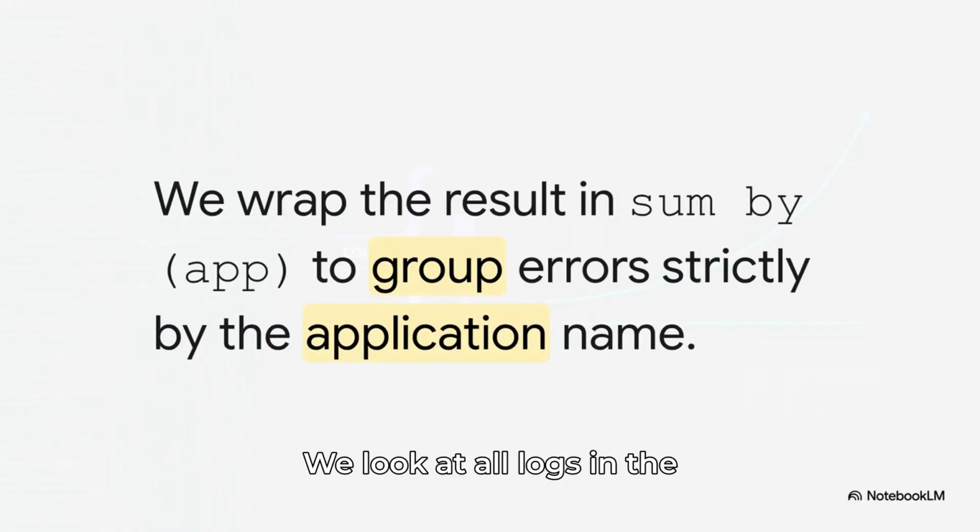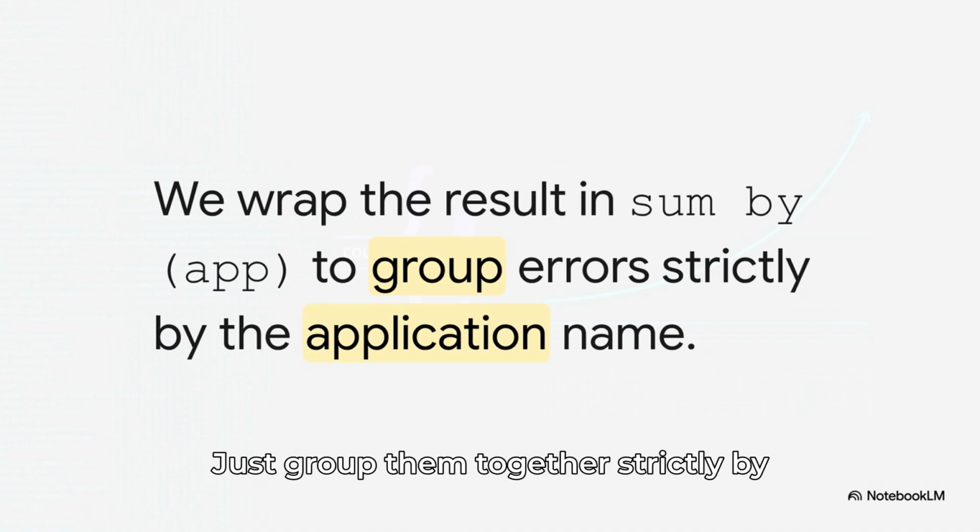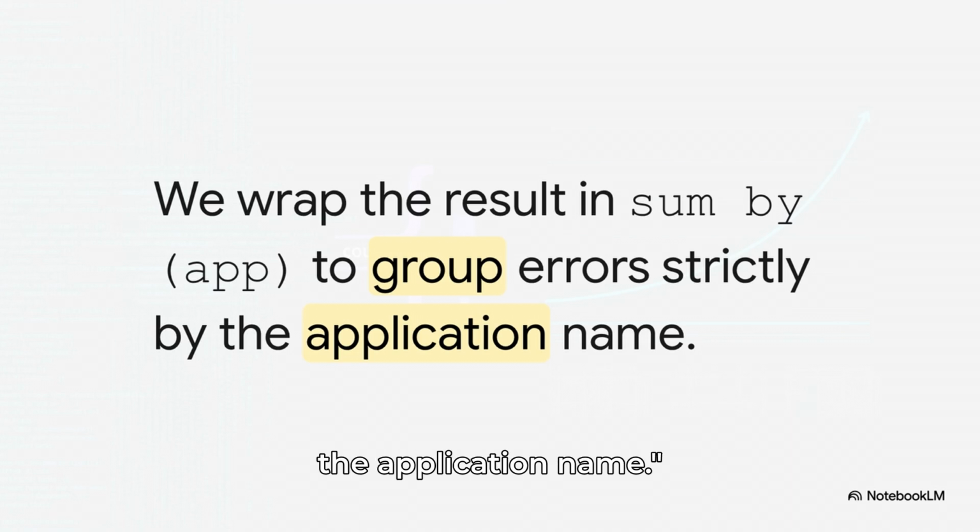We look at all logs in the production namespace, filter for errors, and get that per-second rate. But then, we wrap the entire result in SumBy app. This effectively tells Loki, listen, I really don't care which pod or region these errors came from right now. Just group them together strictly by the application name.